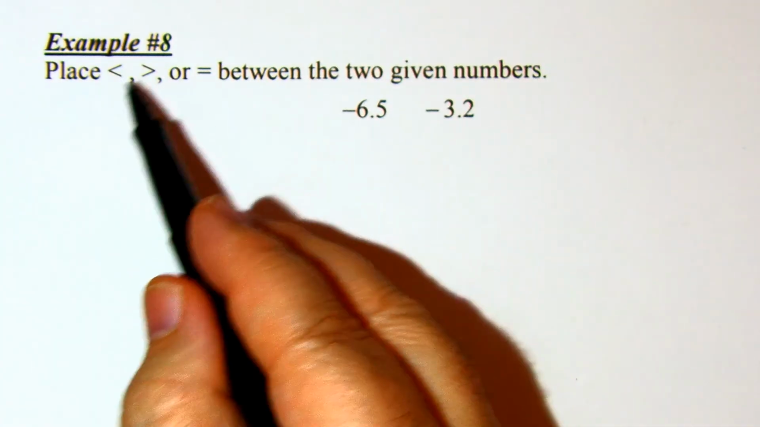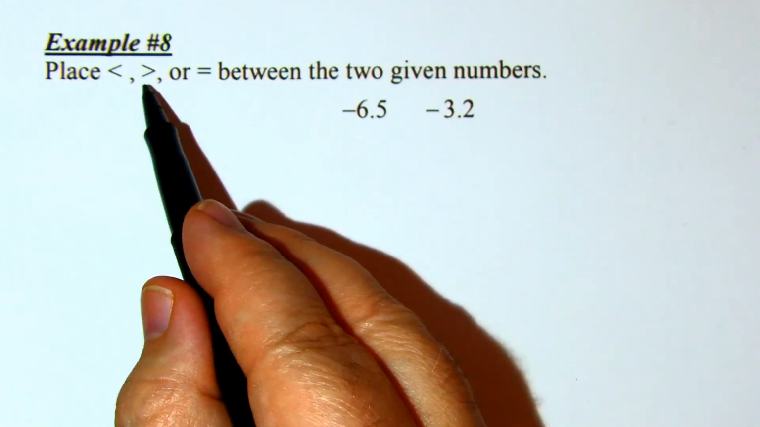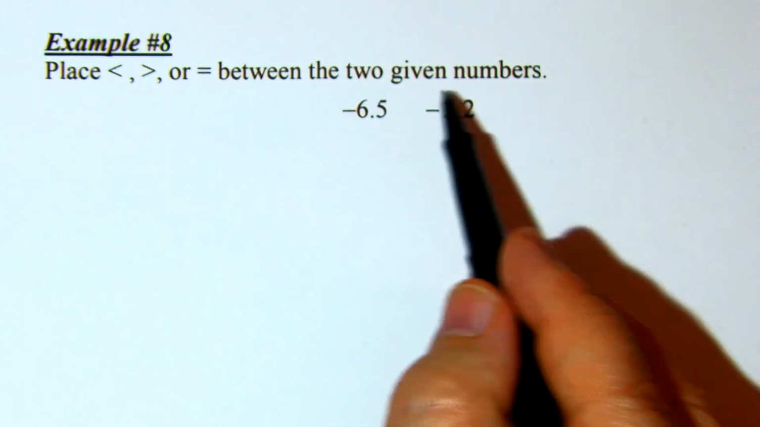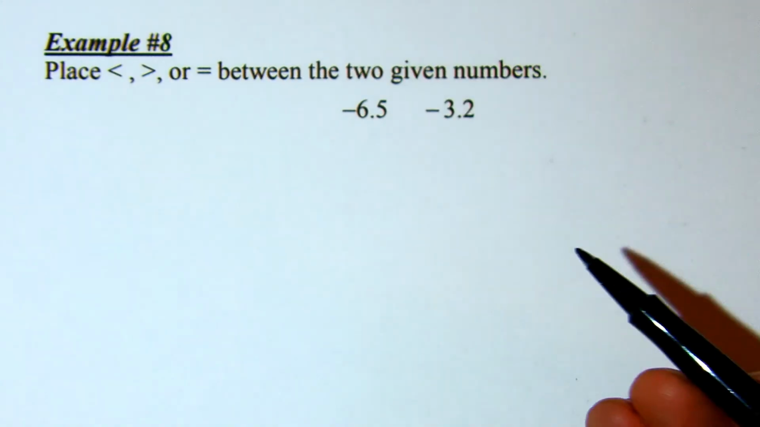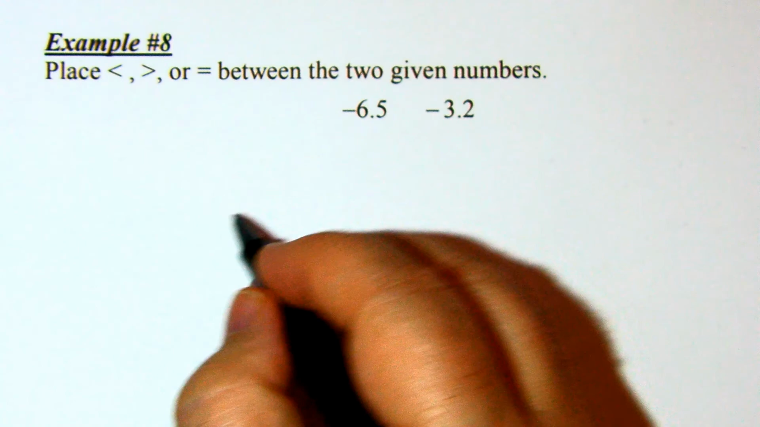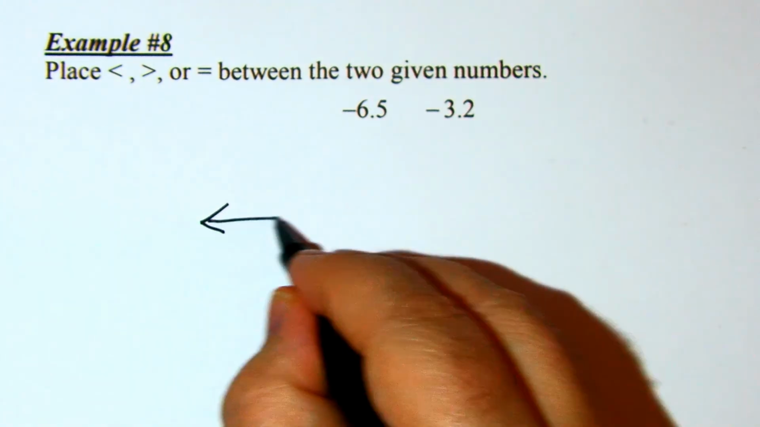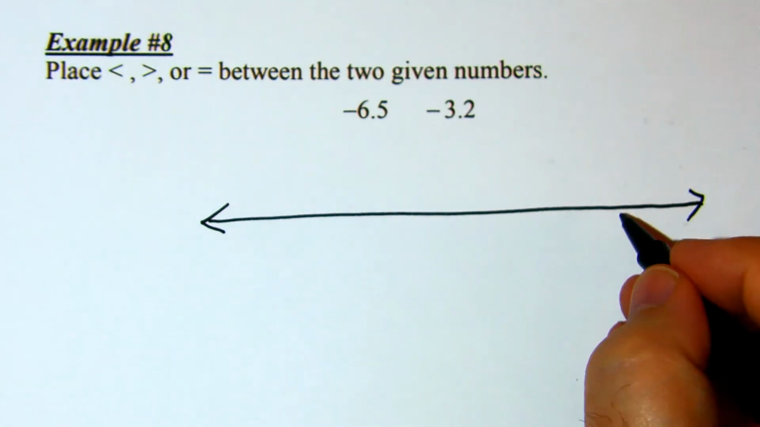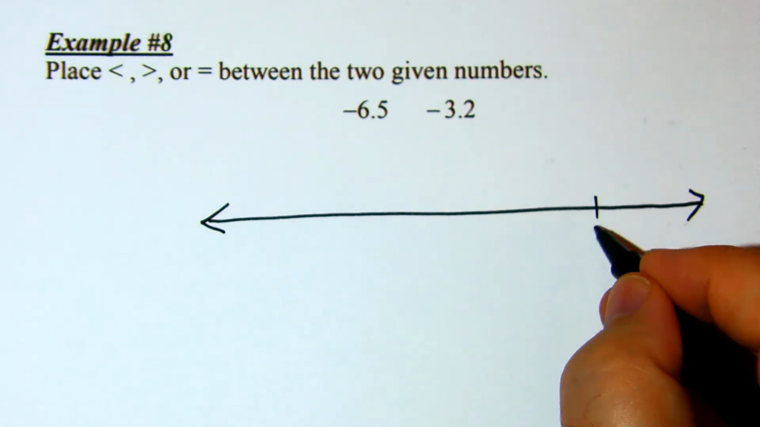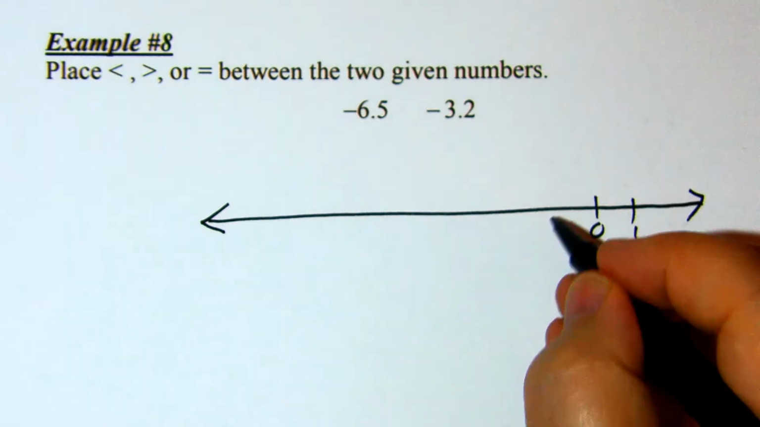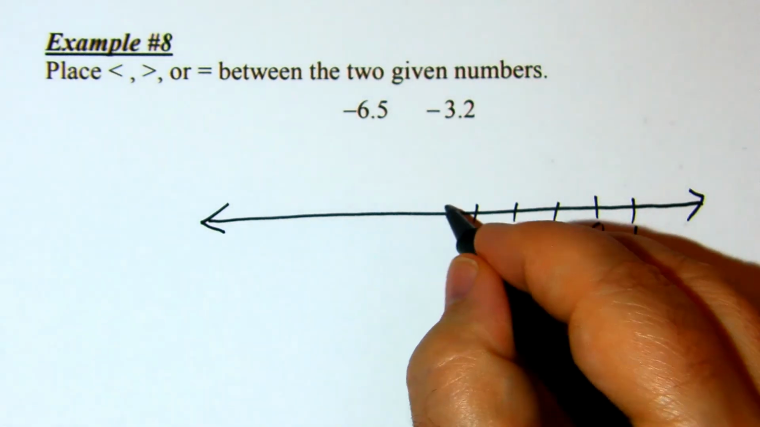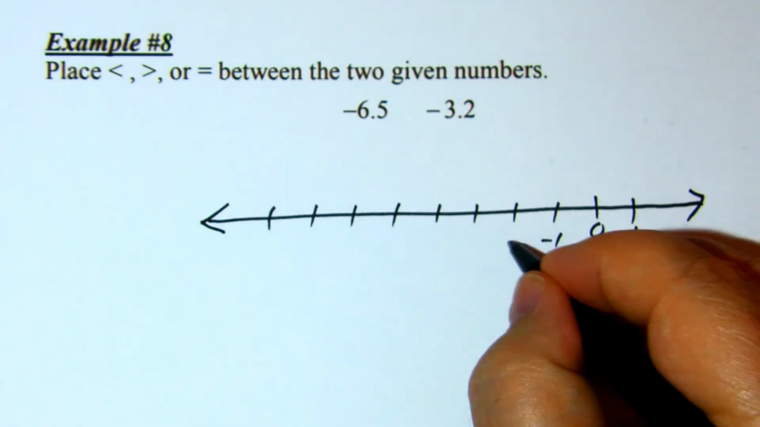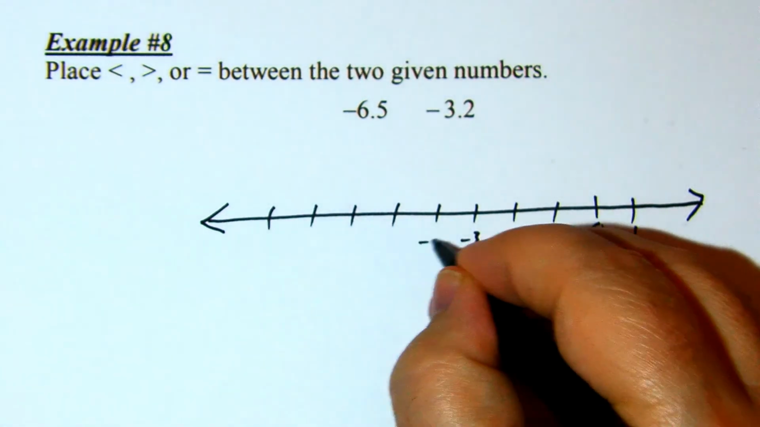Example number 8. Place a less than, a greater than, or an equal to between the two given numbers. We're going to use the number line to help us see which of these two numbers is bigger. So I'll draw a portion of the number line. Looks like I need a lot of negatives, so maybe I'll do 0 and 1 going that way. And so -1, -2, etc.